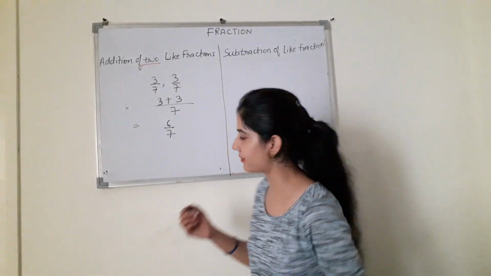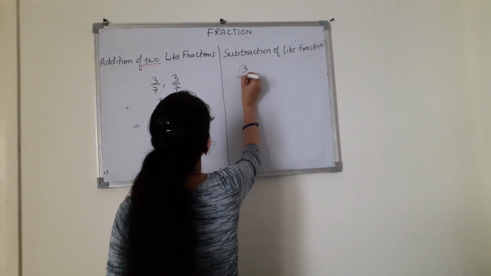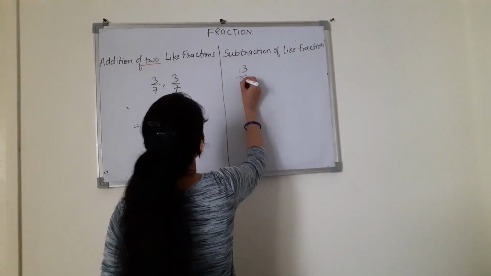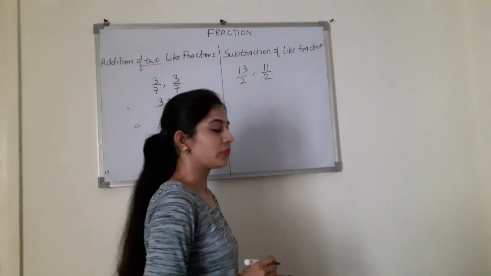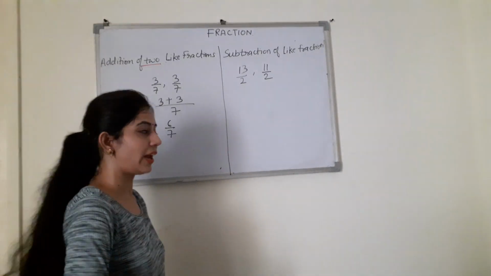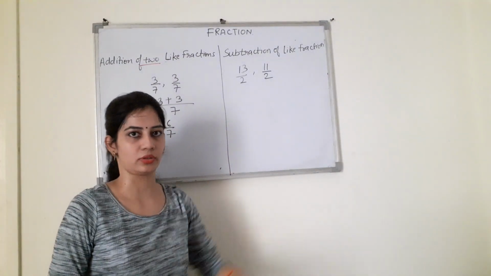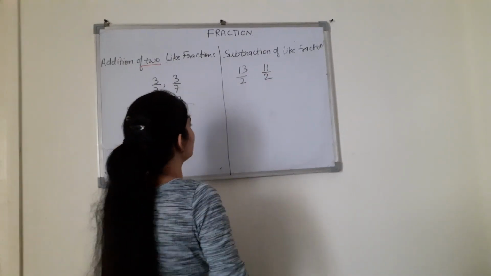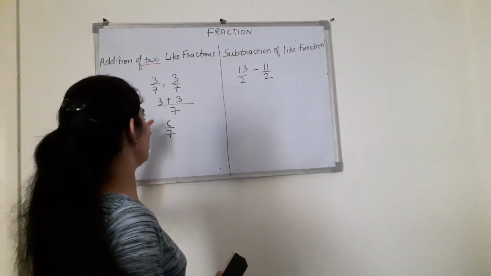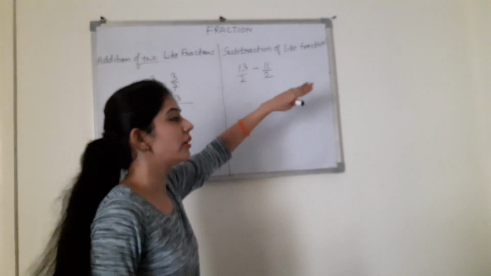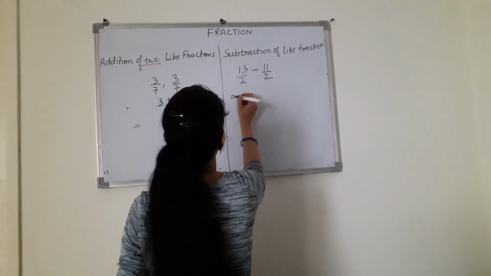So I am taking one example, like it can be 13 by 2 and 11 by 2. So these both are like fractions. Now here we want to subtract these two like fractions. So how we will do this? The same we have done in case of addition. There we have done addition. Now here we will do subtraction, right? So how we will do this?